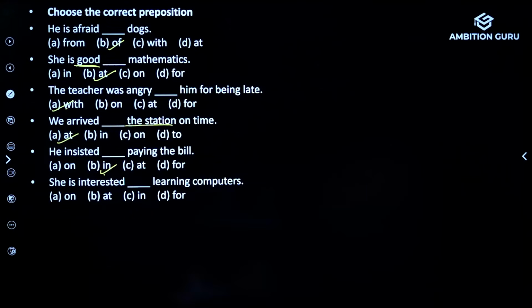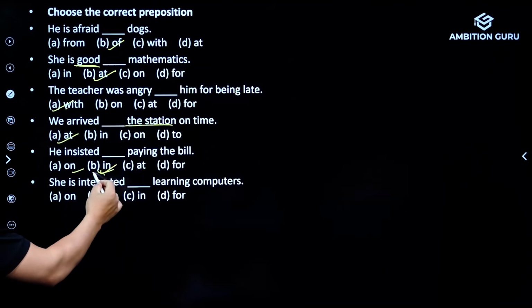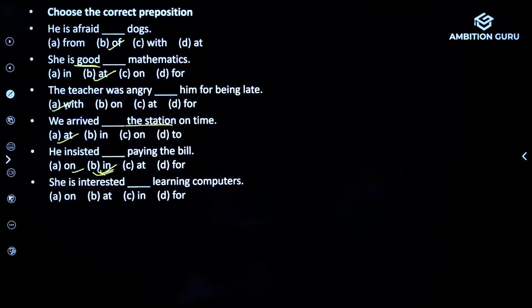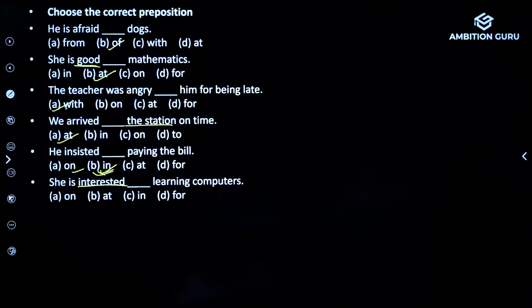Why on? On also, yeah. Sometimes it is used on also, in also, but highly in is used. But what happens when there is interested? Say is interested, just as we had practice before while talking about the passive and active voice. So this is in. Say is interested in learning computers.